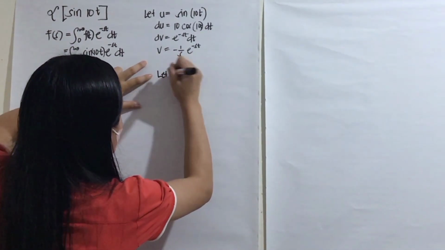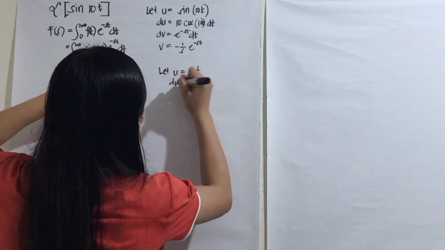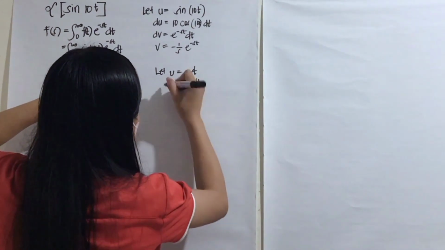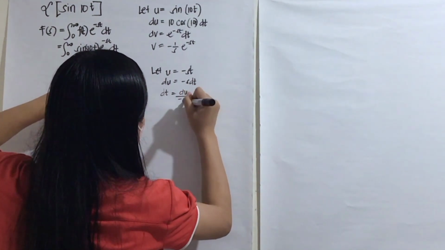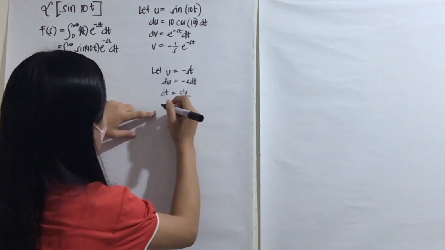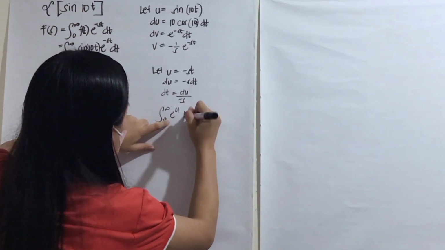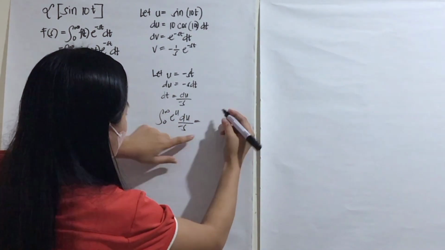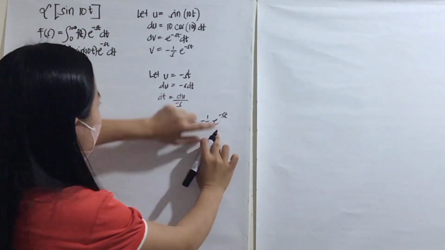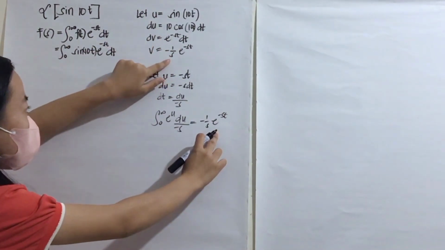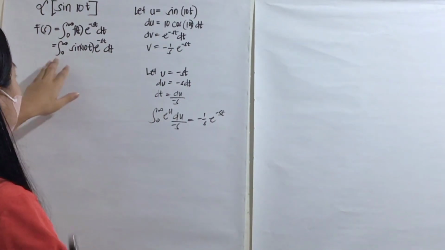We will let u is equal to negative st and our du is equal to negative s dt, and dt is equal to du over negative s. So we will substitute the value of this. It will become the integral from 0 to infinity of e to the u du over negative s, and this will result to negative 1 over s e to the negative st, in which we came up with this value of our v. And then continue with this equation.